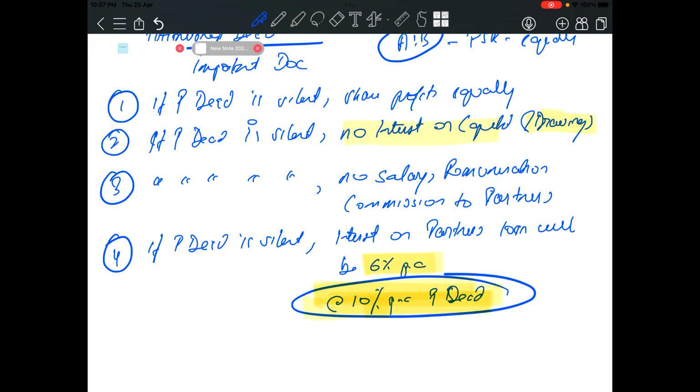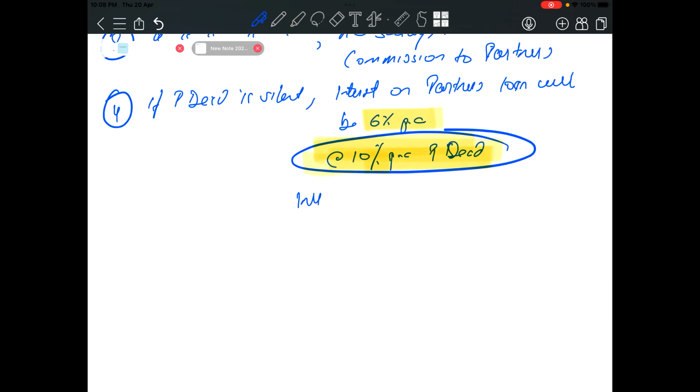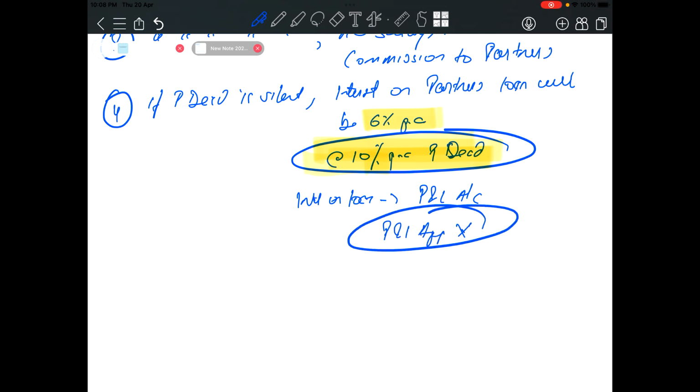And interest on partner's loan will be an item of P&L account, profit and loss account. It is not an item of P&L appropriation account.